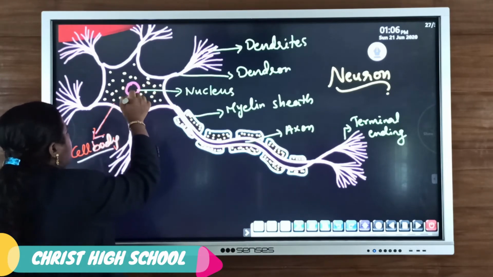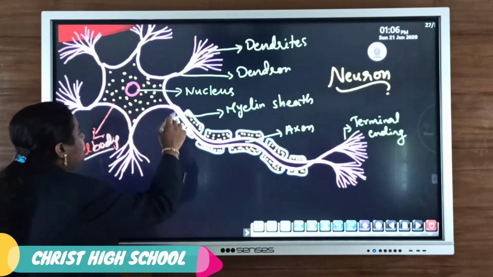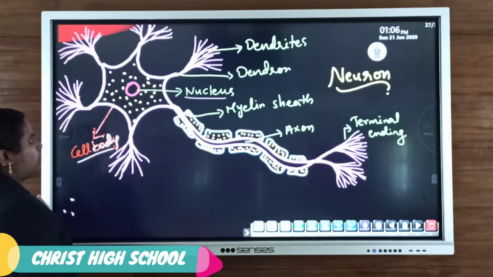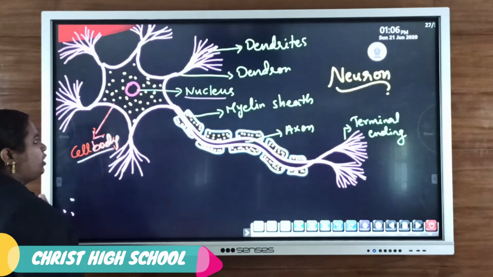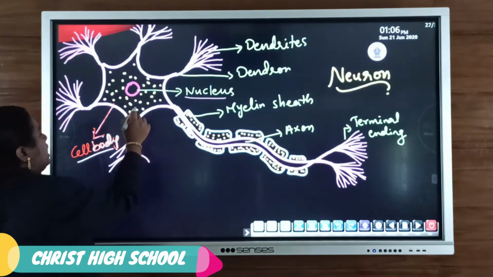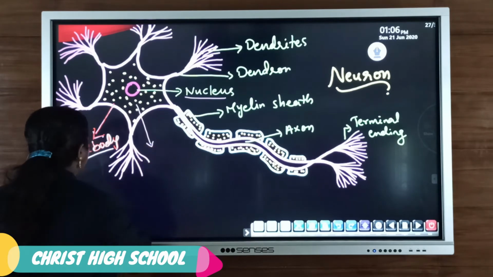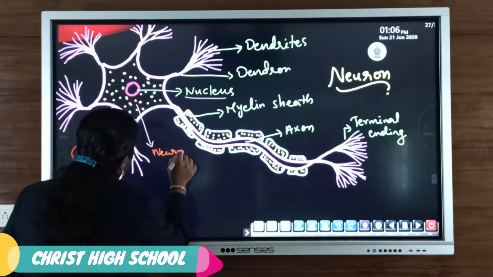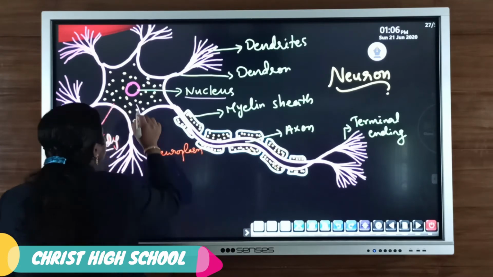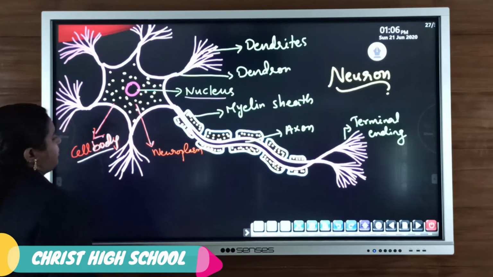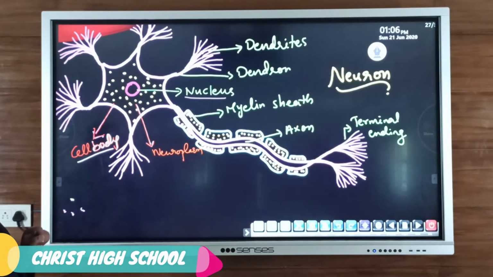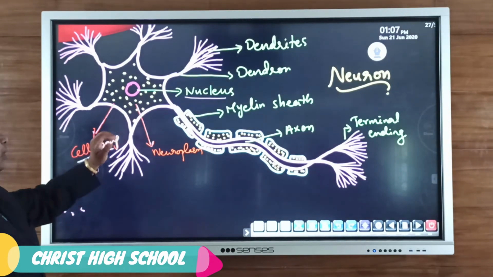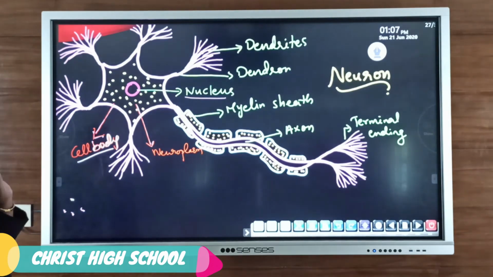So look at the figure. This part is known as the nucleus. Clear? And like the cytoplasm, the fluid part, or the cytoplasm of this neuron, this dotted part, is known as neuroplasm. So neuroplasm means the cytoplasm present inside the neuron. The cell body contains the nucleus in it.